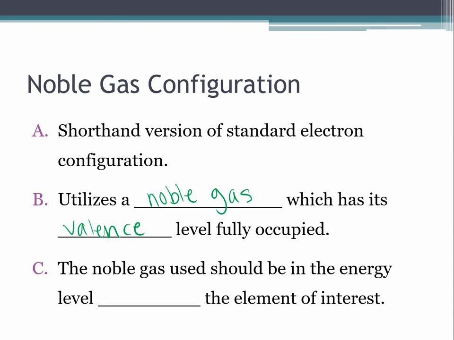And the way you pick your noble gas is to find the one in the energy level, and I should say it's going to be in the row above the element of interest. So above, but instead of saying energy level, because that can be a little confusing, we're going to say row. So you will look at your table, you will find the element you are looking for, go up 1 row, find the noble gas in that row, use that. Here's what I mean by that.